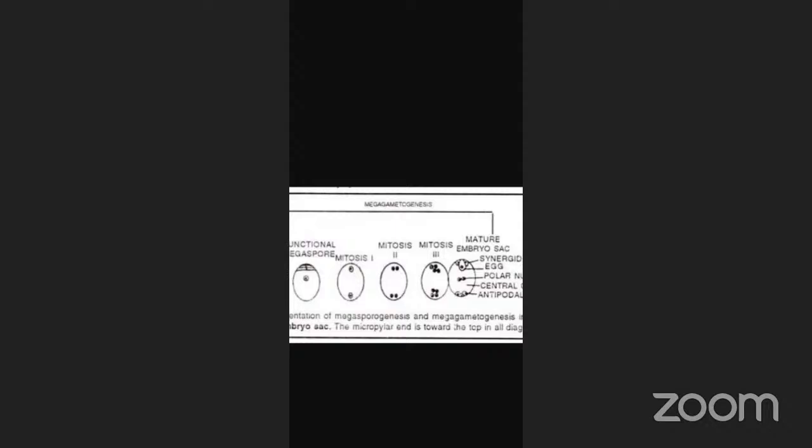So normally segregation occurs during meiosis, resulting in the nuclei.